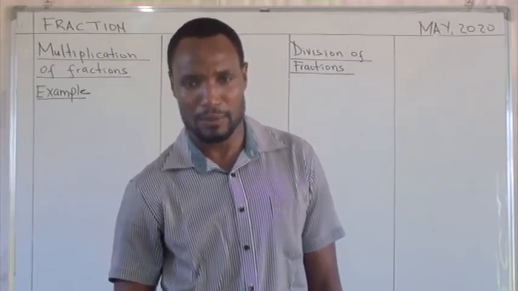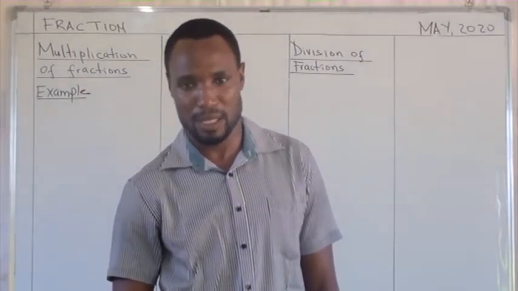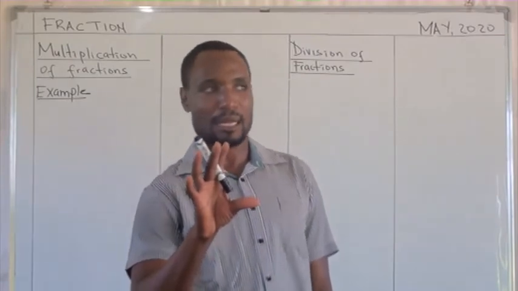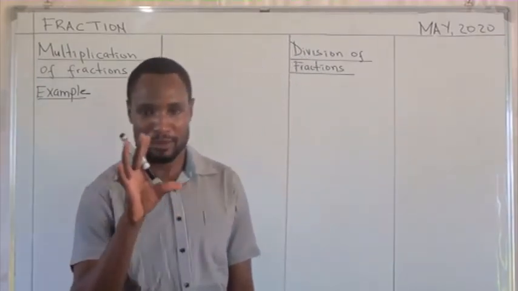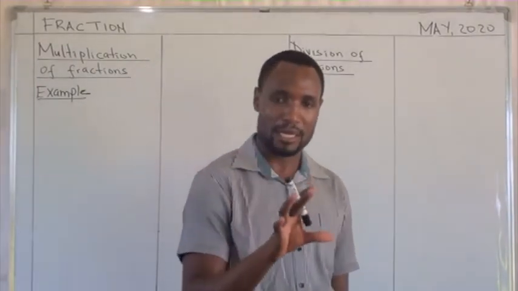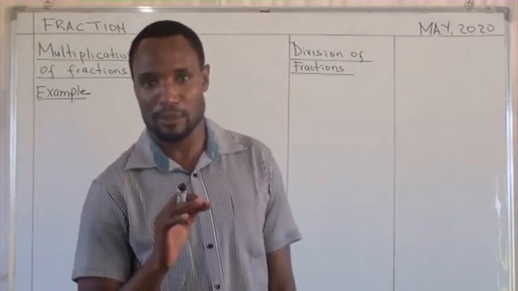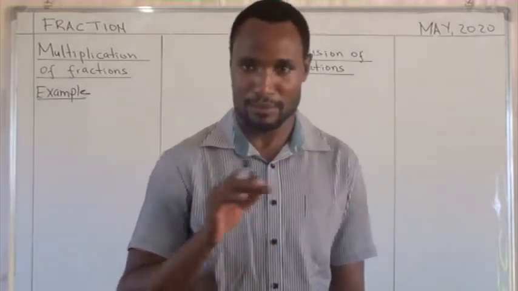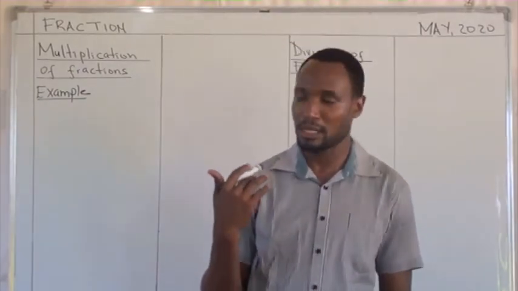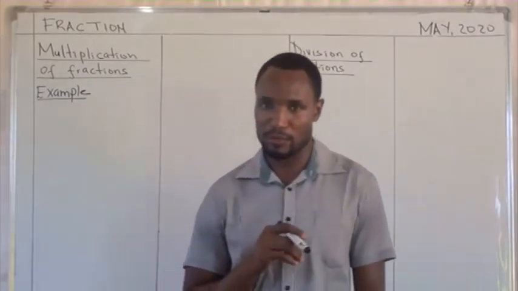And as you know, a fraction contains, if it is a mixed fraction, a whole number, a numerator, and a denominator. But if it is a proper or improper fraction, it will have only a numerator and a denominator. Now, we want to talk about the multiplication of fractions.